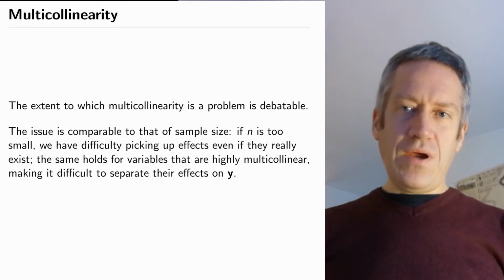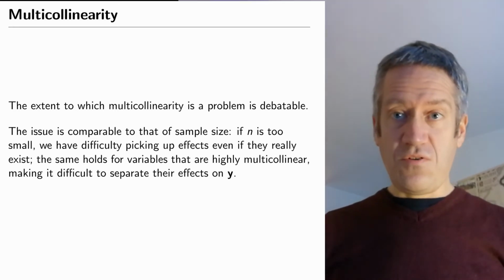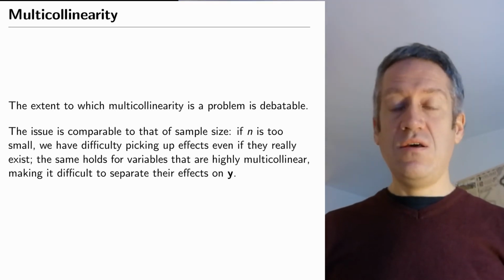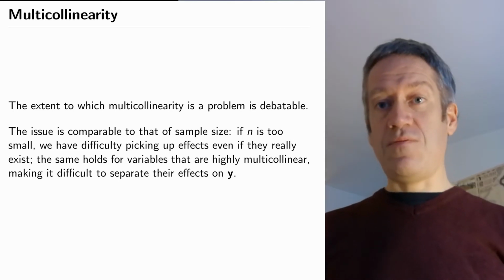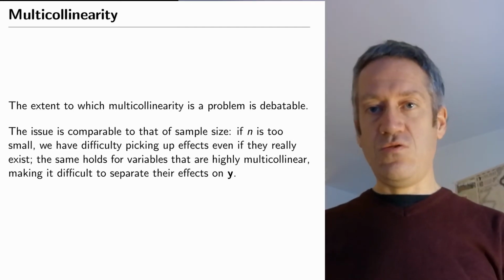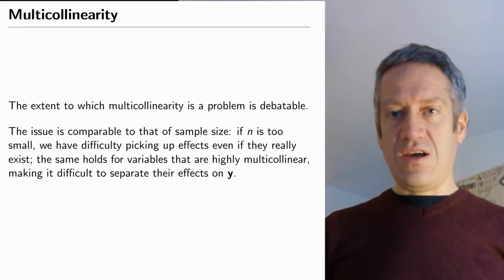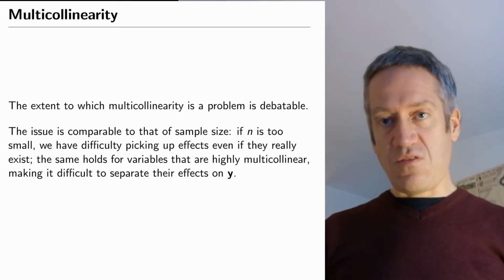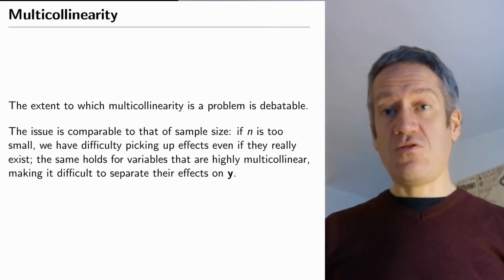So it's a little bit comparable to a sample size problem. If you have a small sample size, it will be more difficult to detect effects. And similarly, if you have high multicollinearity, it will be more difficult to detect effects. If you have high multicollinearity, you typically need a larger sample size to do your testing. So it does create problems, but it's not always the case that we can simply address it by removing a variable or transforming a variable. We need to think more carefully about: is this multicollinearity theoretically important or not?